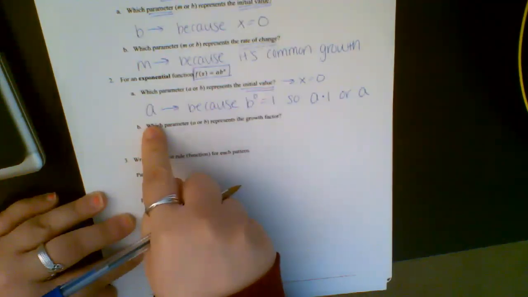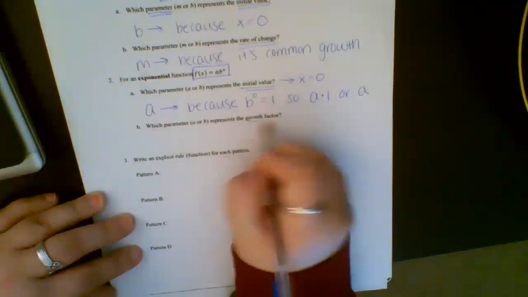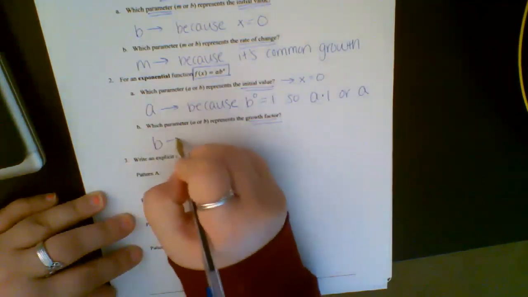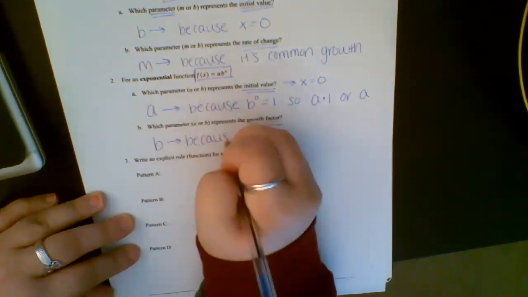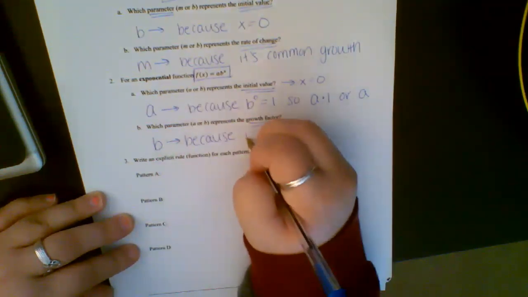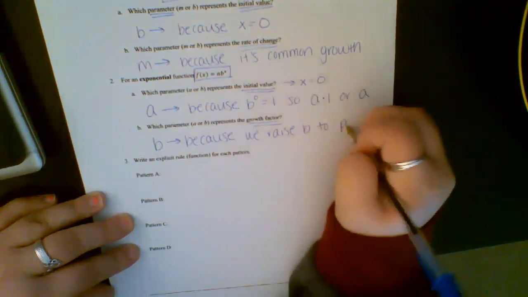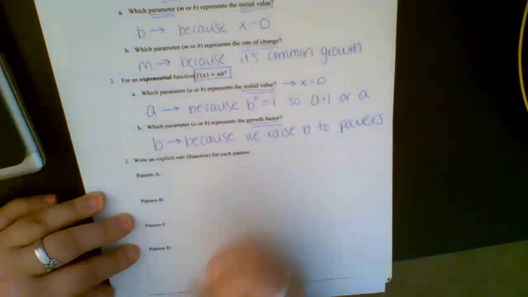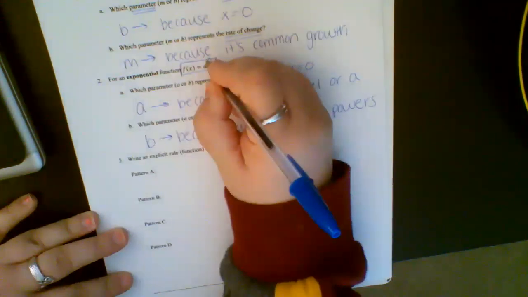So a is always going to be our initial value, which leaves one other letter for the second question, the growth factor. That has to be b. The reason that b is our growth factor is because we are raising b to a power. When we raise b to an exponent, that means that b is getting multiplied over and over again. The x right here is attached directly to the b.